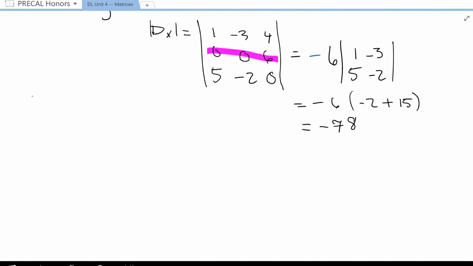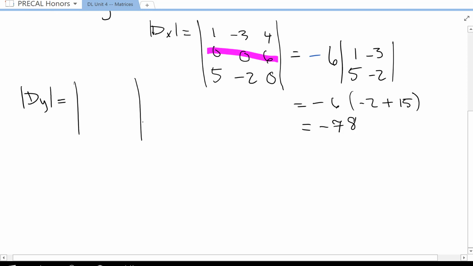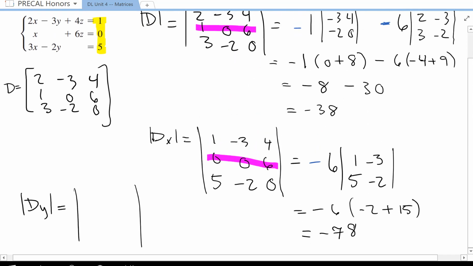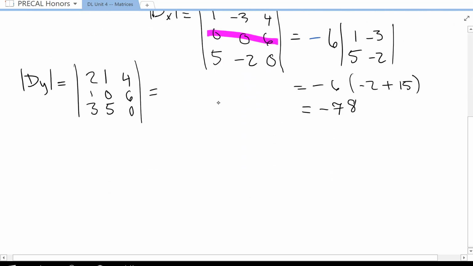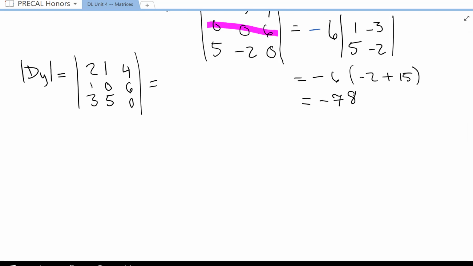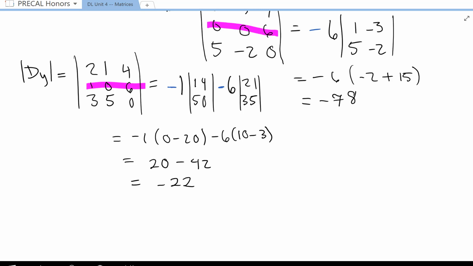Continuing on, the d sub y determinant: that matrix replaces all the y coefficients with 1, 0, 5. This is what that looks like. And to find the determinant, I'm going to use the second row again, even though there's only one 0 there. That's the most. Alright, so the determinant of the y matrix is negative 22.